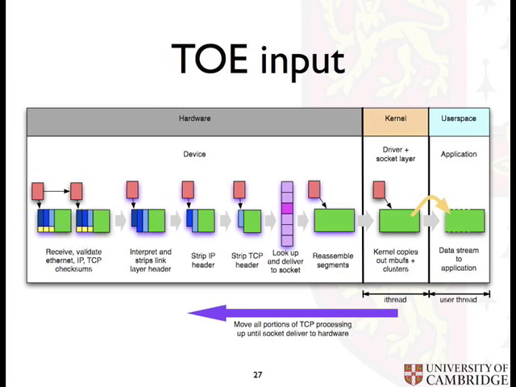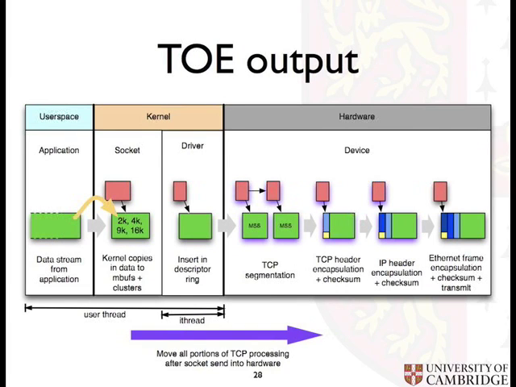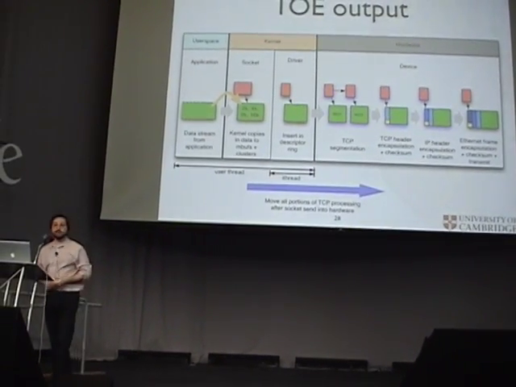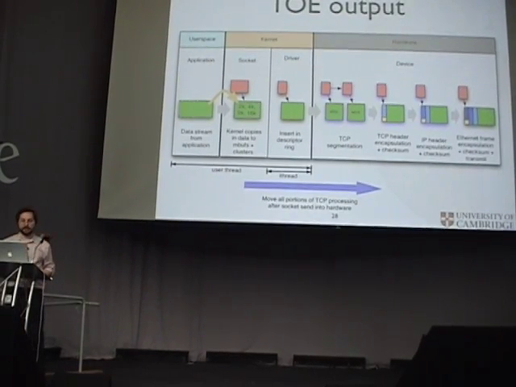Output is much the same. We do copy things in, we pass it to the socket layer. The socket layer is still doing some buffering. And then we basically hand the whole thing down. Segmentation all the way down to checksum happens in the hardware.